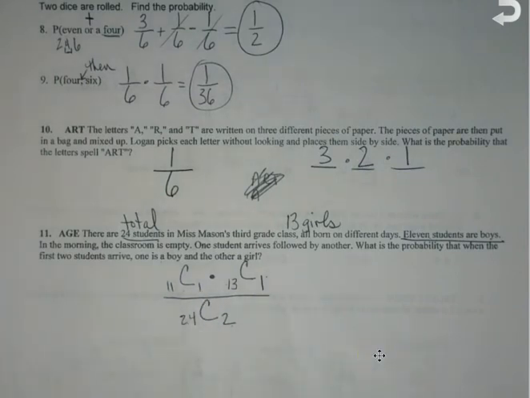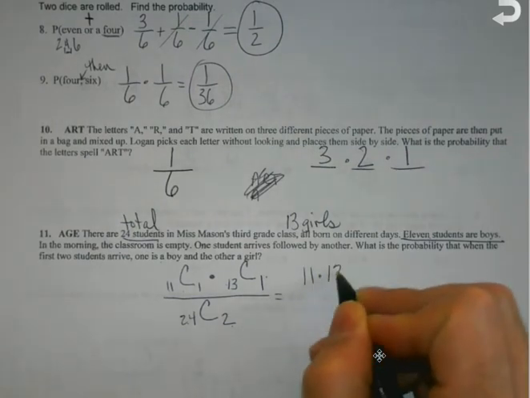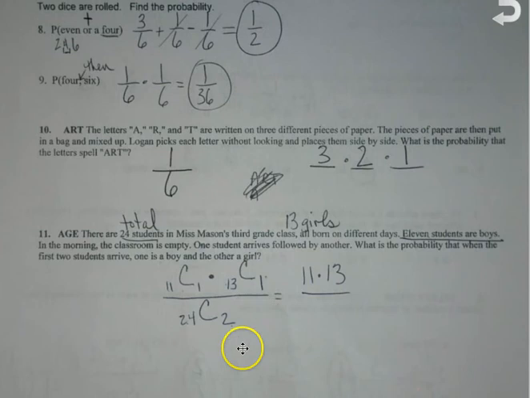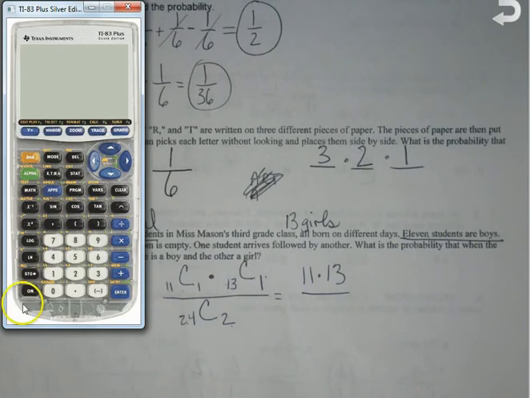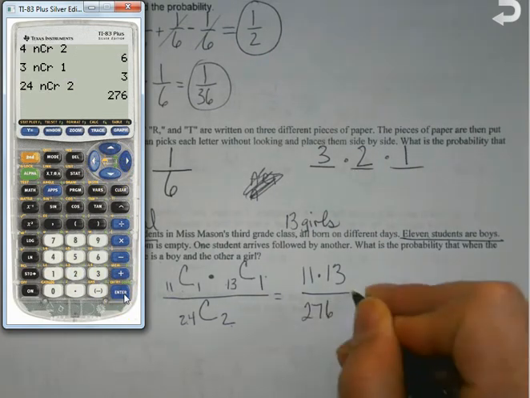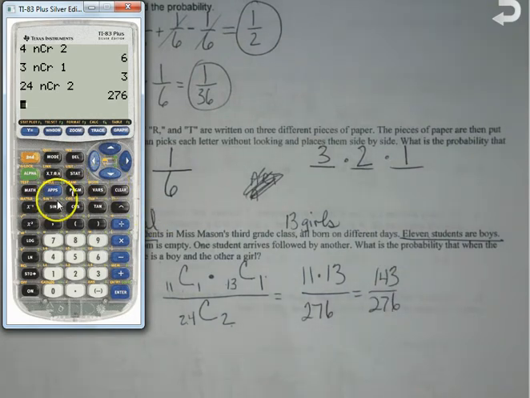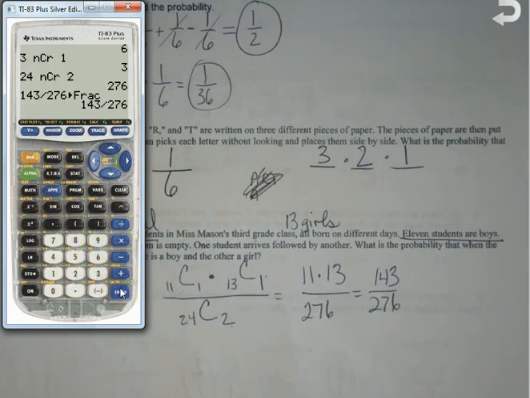And again, when it's pick 1, that would just be 11 and 13. Now the 24, 2, you may have to jump in here. And I don't believe that's going to reduce, but we're going to check. Nope. 143 out of 276.